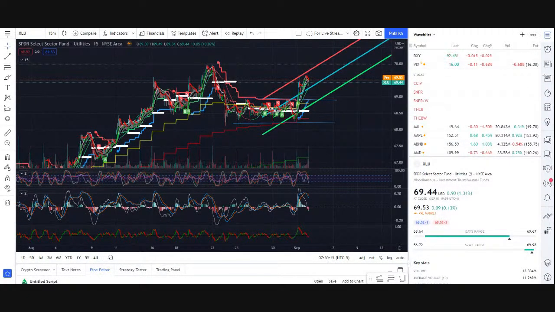Anything else you guys want to take a look at? Like I said, I love charts, guys. I love going over this. Like I said, I love how no matter how you look at it, there's so many different ways to look at charts and they all work.